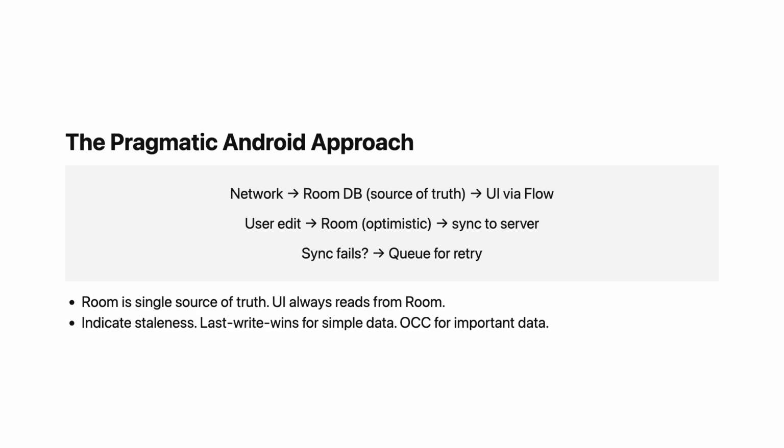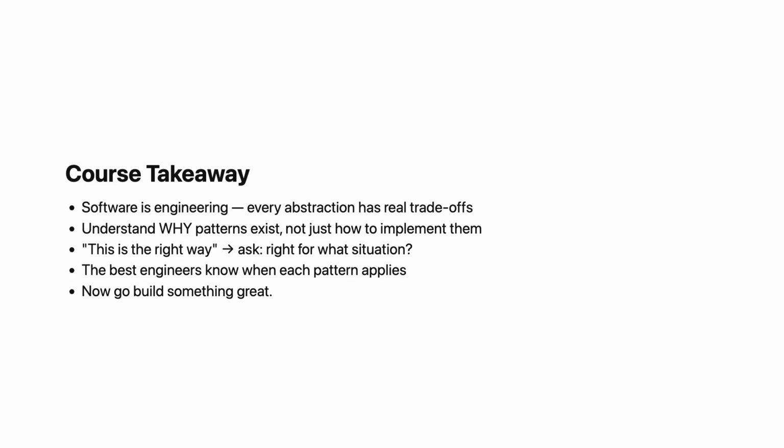And with that, we have come to the end of this course. Let me share what I hope you have gained from these videos. Software is not magic. It is engineering, all the way down from Kotlin to electrical signals. Every abstraction you use, coroutines, databases, network calls, architecture patterns, has a concrete implementation with real trade-offs. Understanding those trade-offs does not make you a better code typist. It makes you a better decision maker.